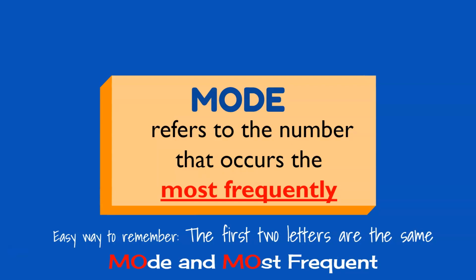Okay, mode refers to the number that occurs the most frequently. So an easy way to remember, the first 2 letters are the same: mode and most frequent. So MO at the front of those 2 words to help you remember what mode is. So, most frequent. What happens the most frequently?